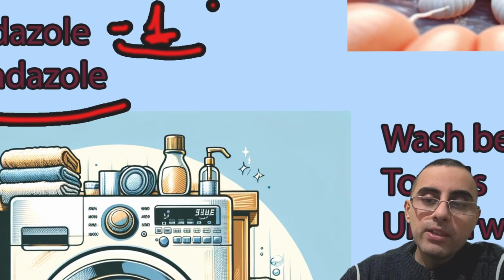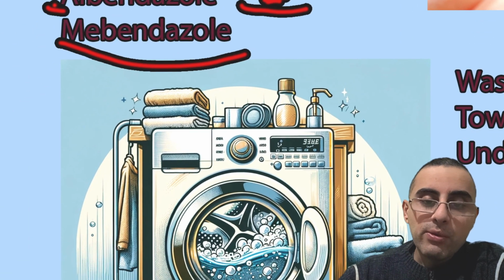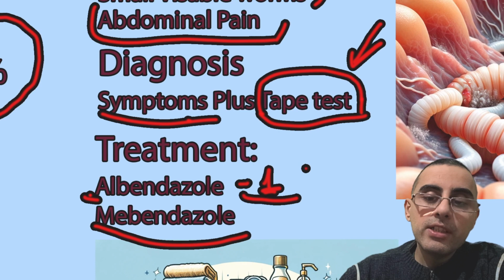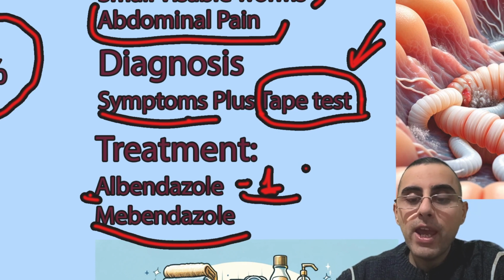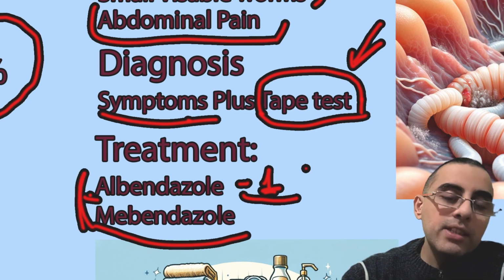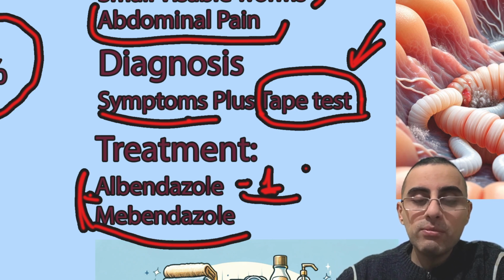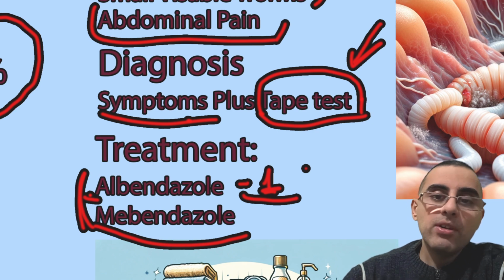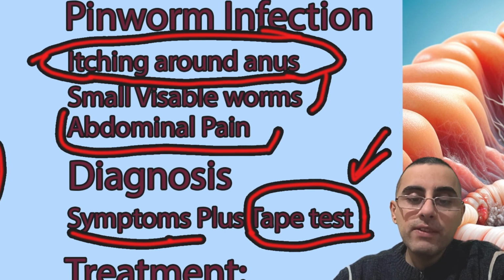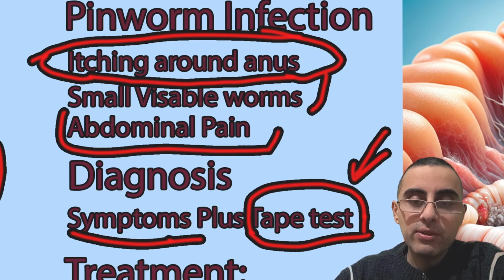Also, it's important to wash bed linens, towels and underwear in hot water to kill these worm eggs, and hygiene is important also. Frequent washing of hands is important, and it's recommended that when a kid is treated with albendazole or mebendazole, other family members also should be treated with these medications, because pinworm has high infectivity, it spreads very easily. That's why other family members should be treated also.